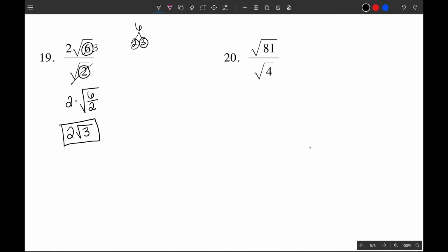All right, now I do know that 81 is a perfect square and 4 is a perfect square, so I get 9 over 2.